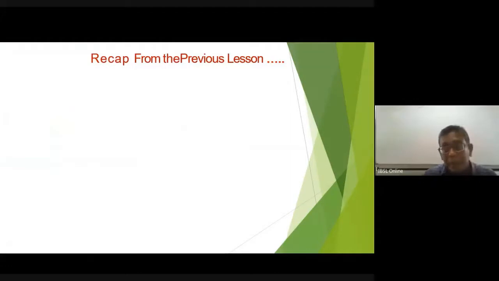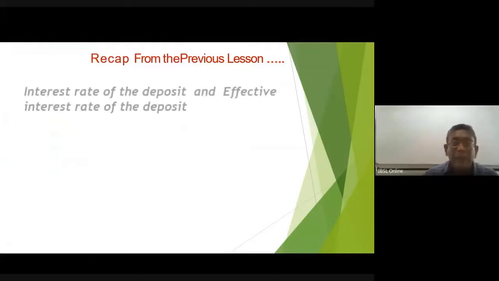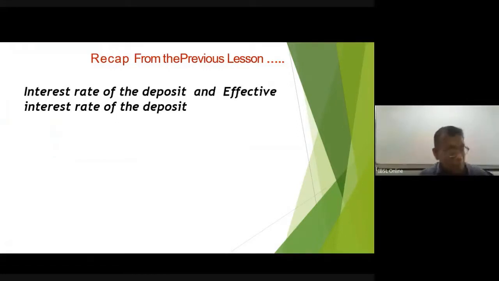Now we just try to recap from the previous lesson what we have done last week, right? And we discussed the interest rates of deposits and the effective interest rates. We took an example to explain that the interest rate of a deposit normally means a published interest rate, right? For a normal published interest rate.